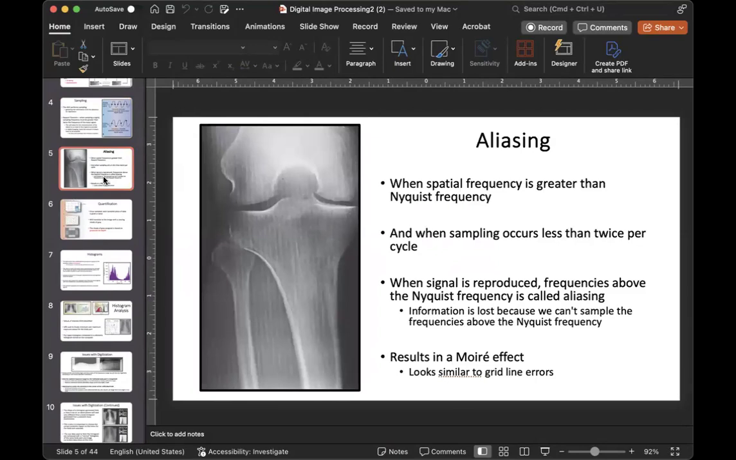When the spatial frequency is greater than the Nyquist theorem, what we end up seeing is an artifact. It's called aliasing. And so this aliasing effect looks like this. Okay, it results in a moire effect is the name. Essentially, it looks similar to what grid lines would look like, right? If you've seen those grid lines, that's kind of what we see, right? Just these lines in place.